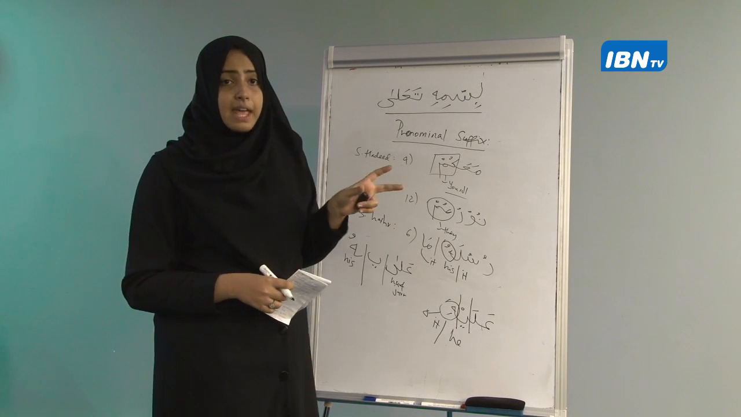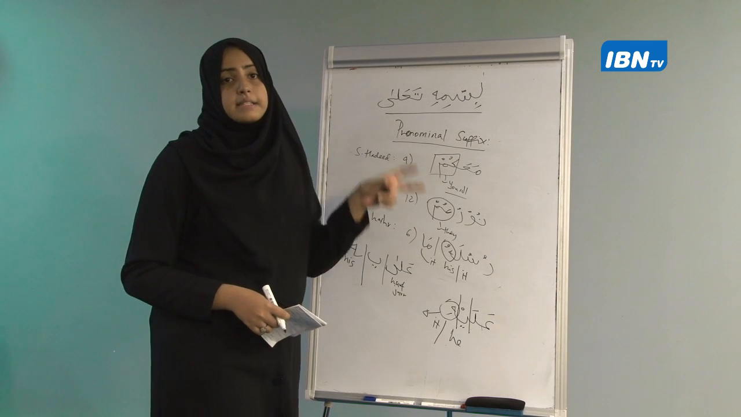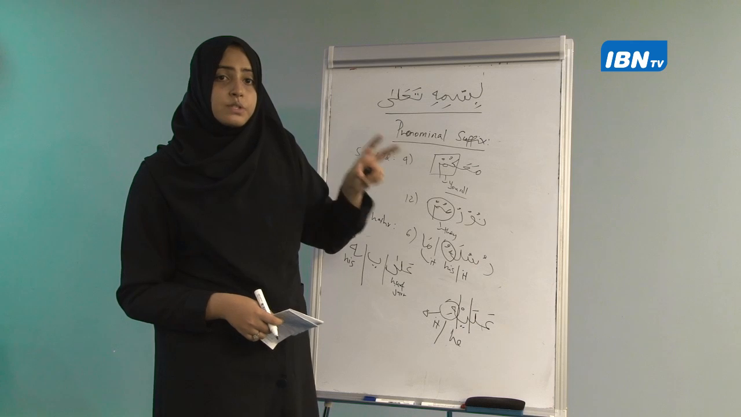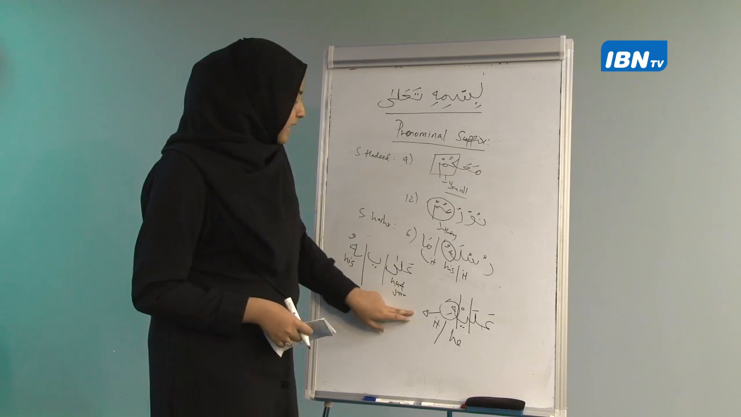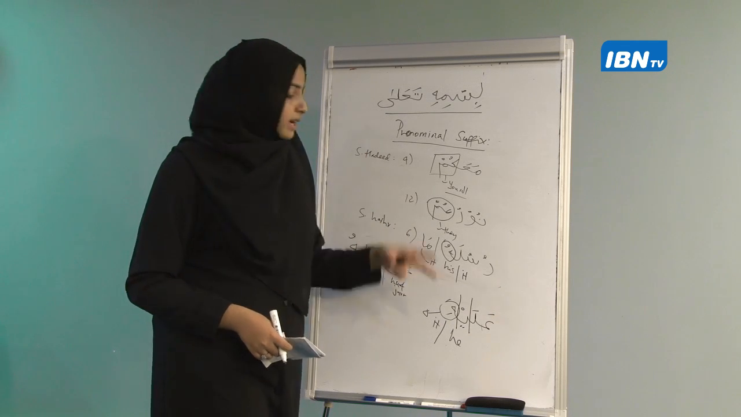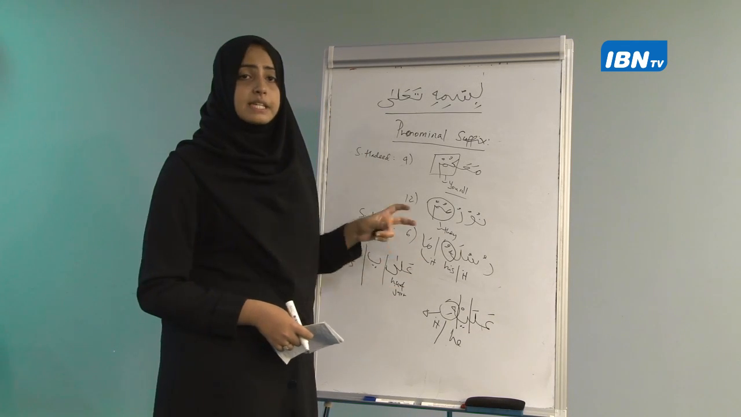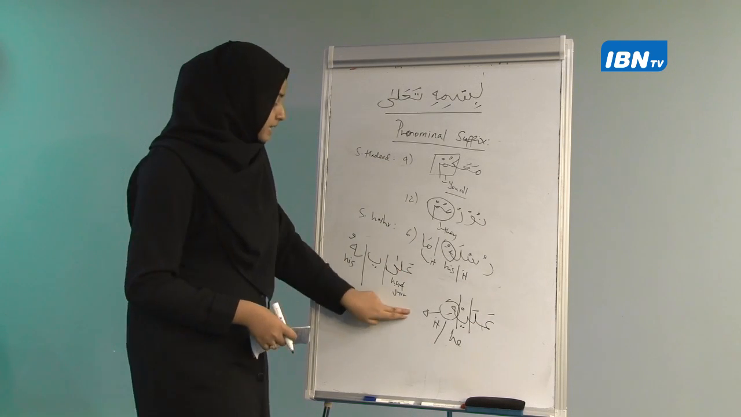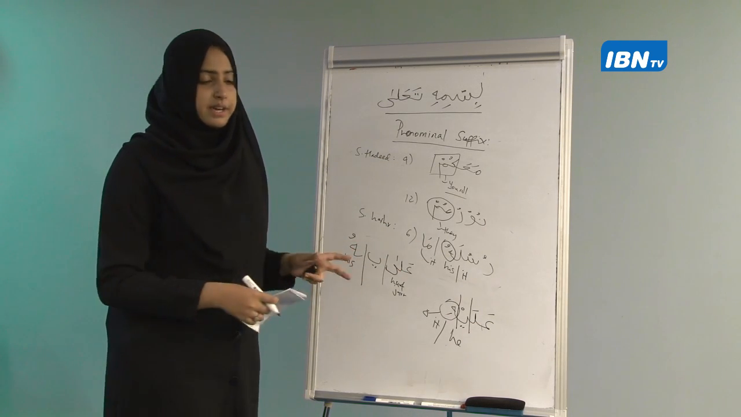Why? Because fi is a preposition. It is a harful jar. If it comes before an object, the object has to carry a genitive case. Same with ala. Ala is also a harful jar. So if it comes before an object, the object has to carry a genitive. But this here is a different case.